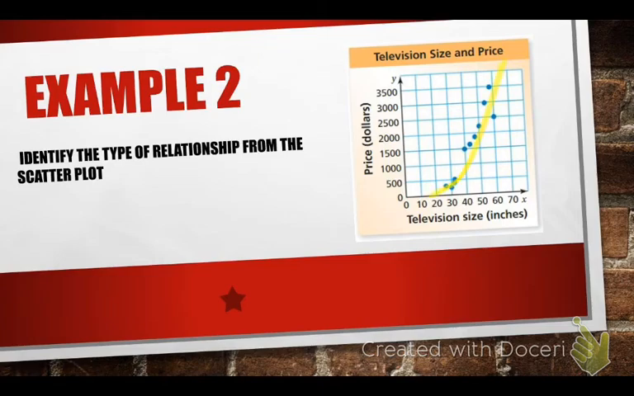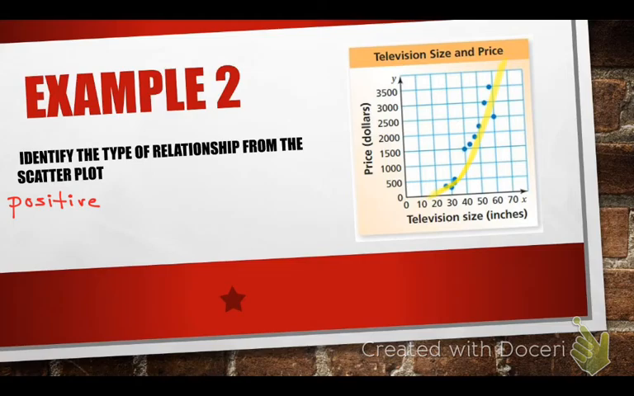Positive, okay? But that's not my whole answer. Now I need you to put it into a sentence just like we just did with the cell phone example. Is this still cell phone? Oh, no, this is a different one. So look at your categories to know how to write your sentence. I want to see who can get it.